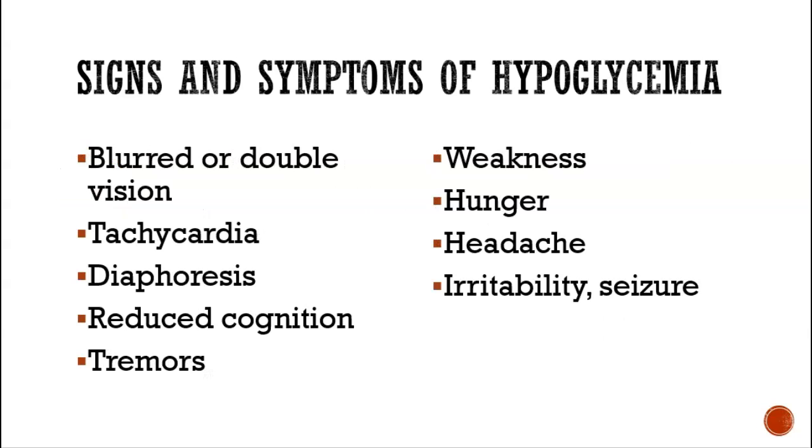Signs and symptoms of hypoglycemia include blurred or double vision, tachycardia, diaphoresis, reduced cognition. Patients are often very confused, sometimes even to the point of being a little combative. You might see tremors, some shakiness in the hands. They usually complain of weakness, sometimes hunger, headache, and irritability, and in severe cases, you can see a seizure.